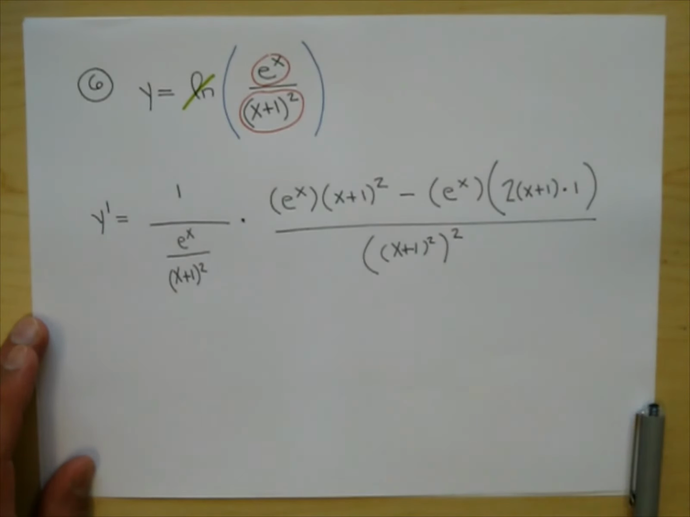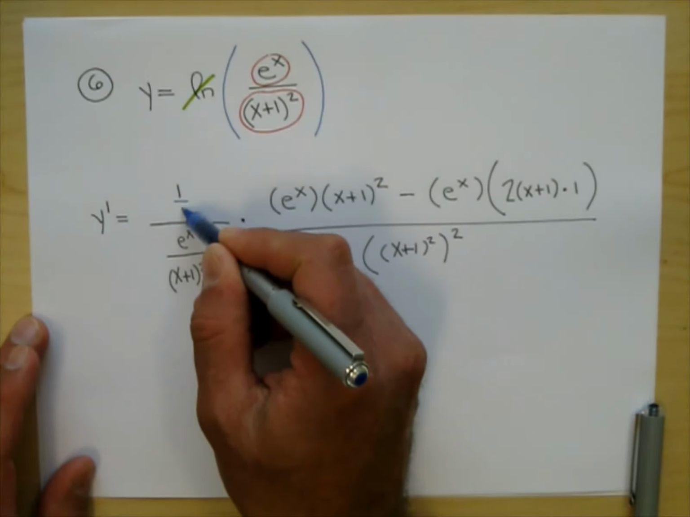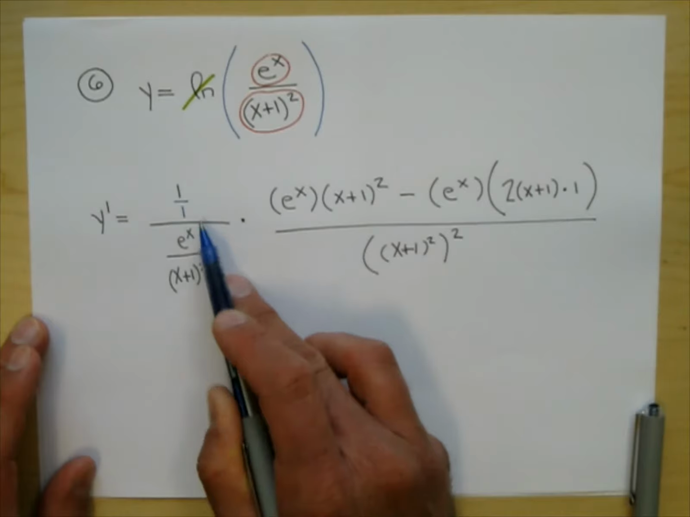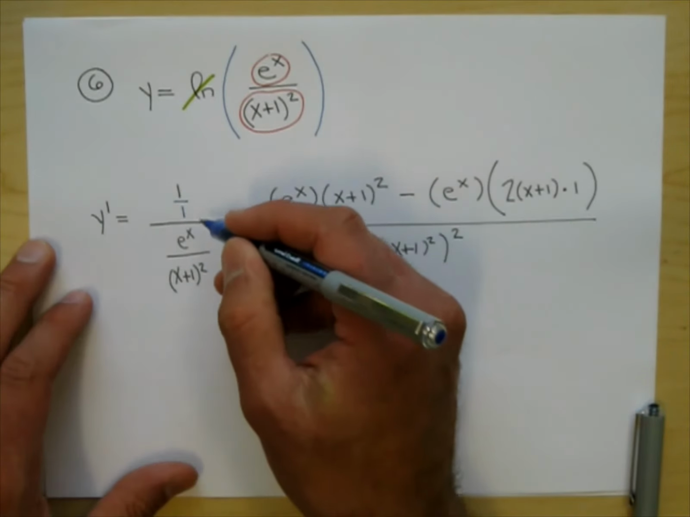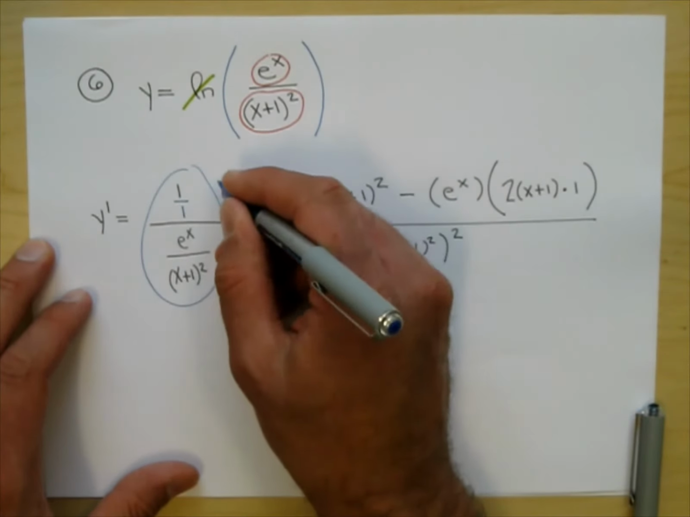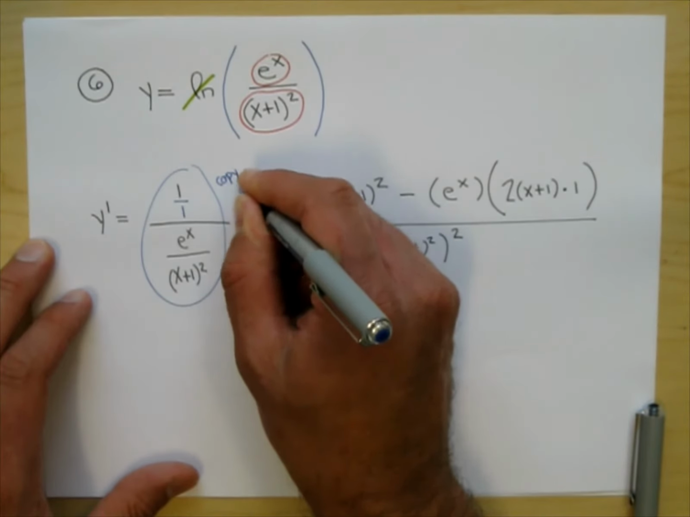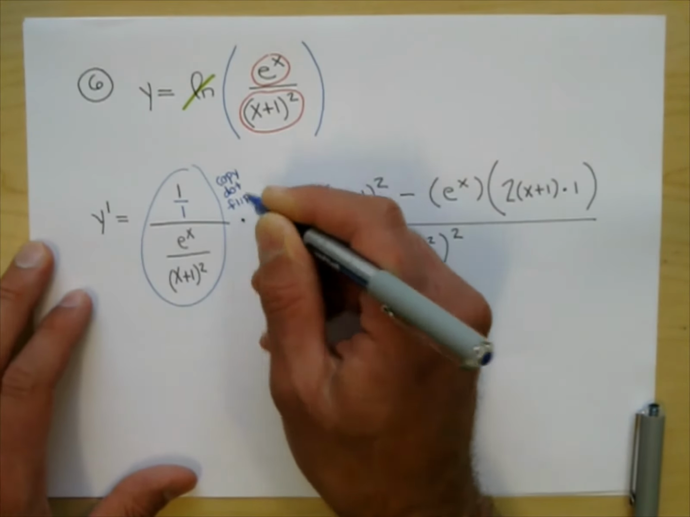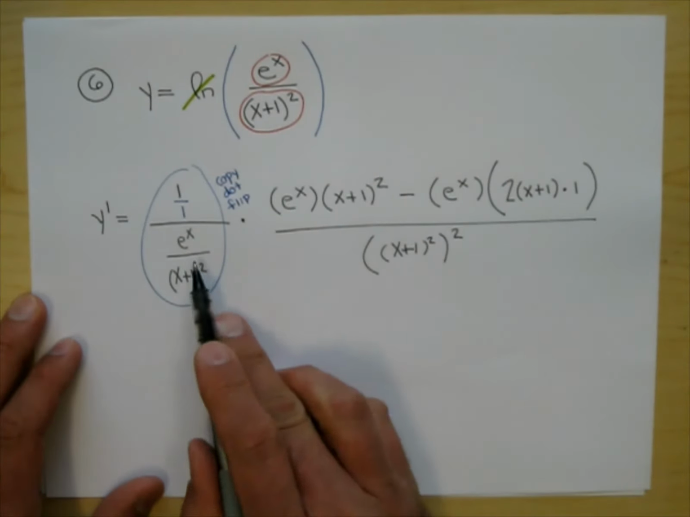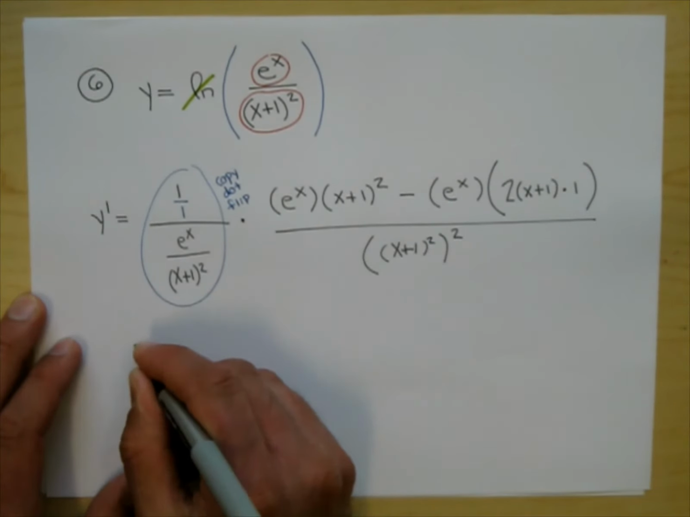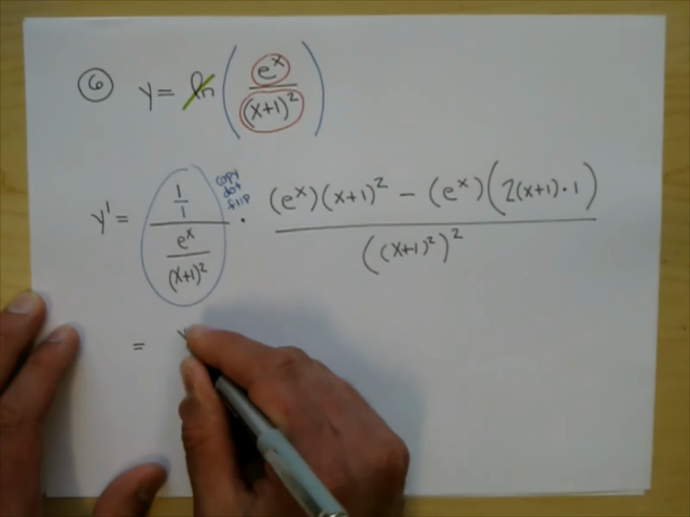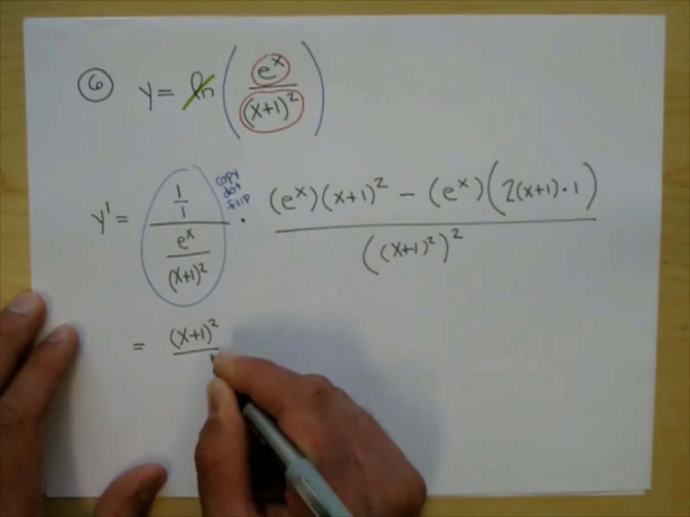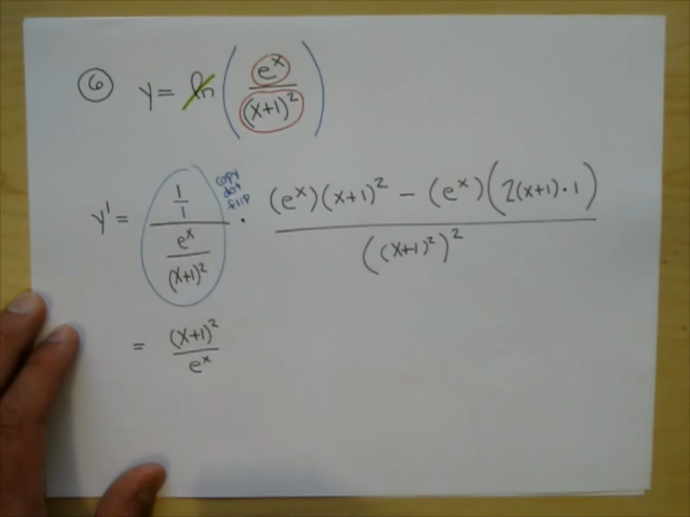Now, what I have over here is 1 over 1, and I left room to do that. I'm going to do a copy dot flip on this. So this guy right here is going to be copy dot flip. And that's going to have the effect of just flipping that fraction. So watch this. It's going to look like this. x plus 1 squared over e to the x.